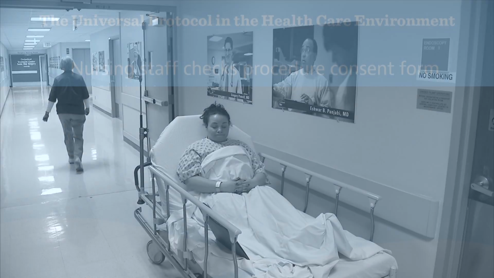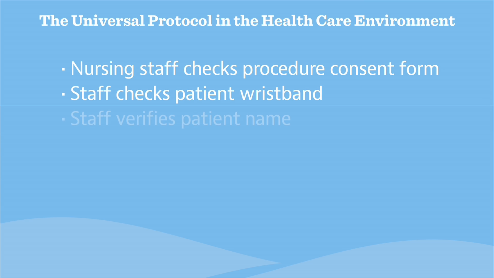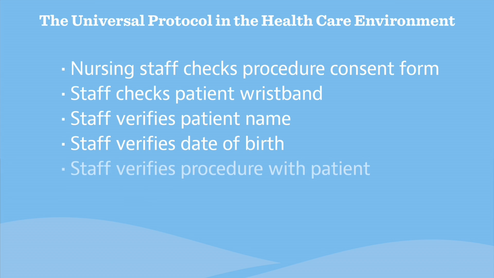The procedure staff can also utilize the universal protocol and the patient identifier as an additional preliminary step in the proper identification of a patient before the procedure timeout takes place. The nursing staff verifies the patient name, date of birth, and the procedure against the written orders and the patient wristband for consistency and accuracy.